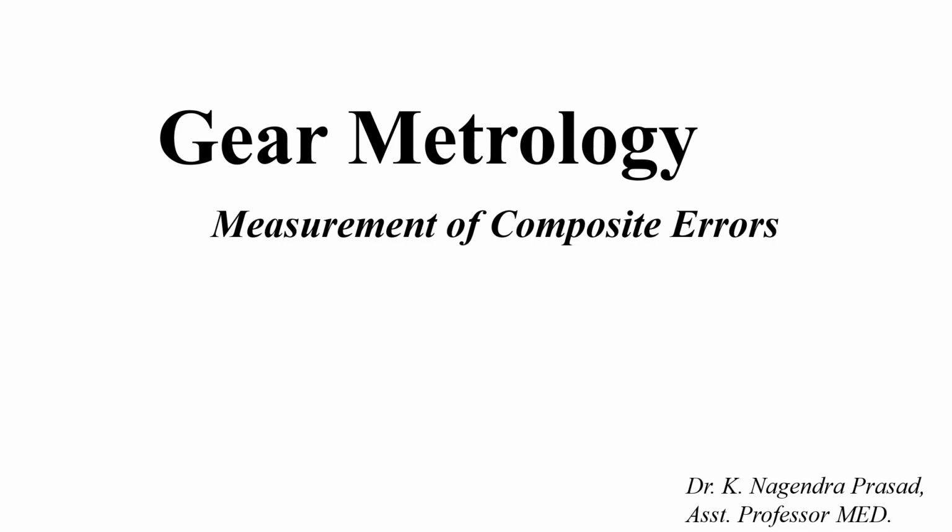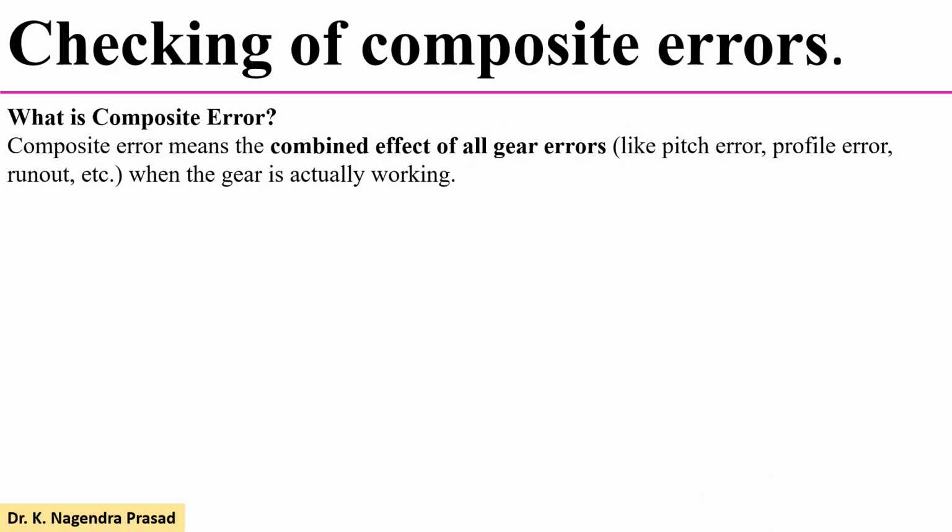In the present video, we will discuss the measurement of composite errors of a gear. Let's see what composite error is. Composite error means the combined effect of all gear errors when the gear is actually working. So in the composite error, we have to consider the combined effect of all gear errors such as the pitch error, profile error, runout, etc. All these errors are considered as a combined effect.